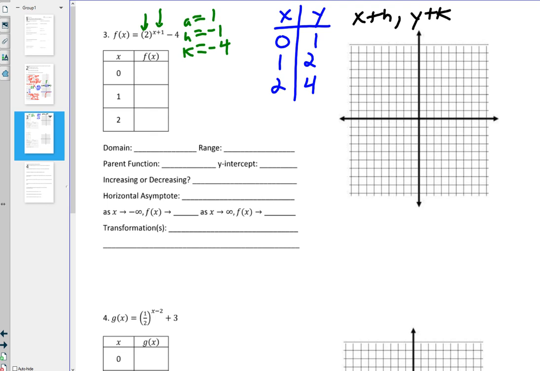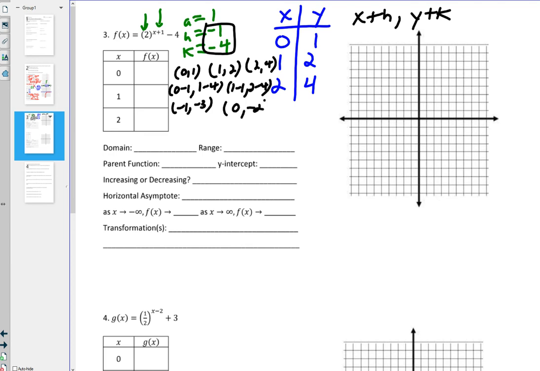Let's squeeze this in. We have 0, 1, 1, 2, and then 2, 4. Those are the points we're starting with. And then if we apply these transformations, 0 minus 1, 1 minus 4, that gives me -1, -3. Then 1 minus 1, 2 minus 4 gives me 0, -2. And then off here to the side, 2 minus 1 and 4 minus 4 gives me 1, 0.